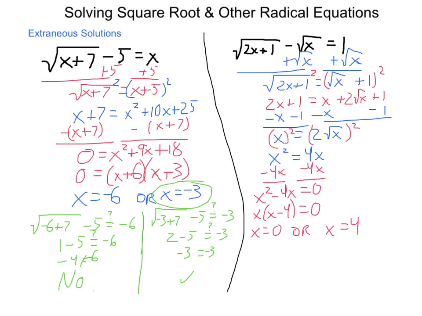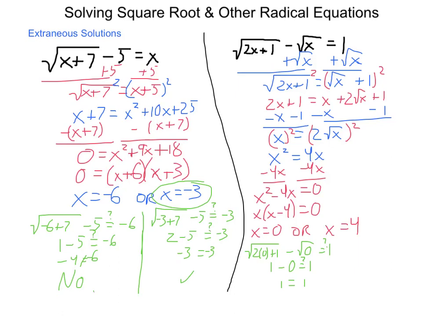Now going through and checking to see if these work, I would have the square root of 2 times 0 plus 1 minus the square root of 0 equaling 1. 2 times 0 is 0, plus 1 is 1, square root of 1 is 1, minus square root of 0 is 0, equals 1. I have 1 equals 1.